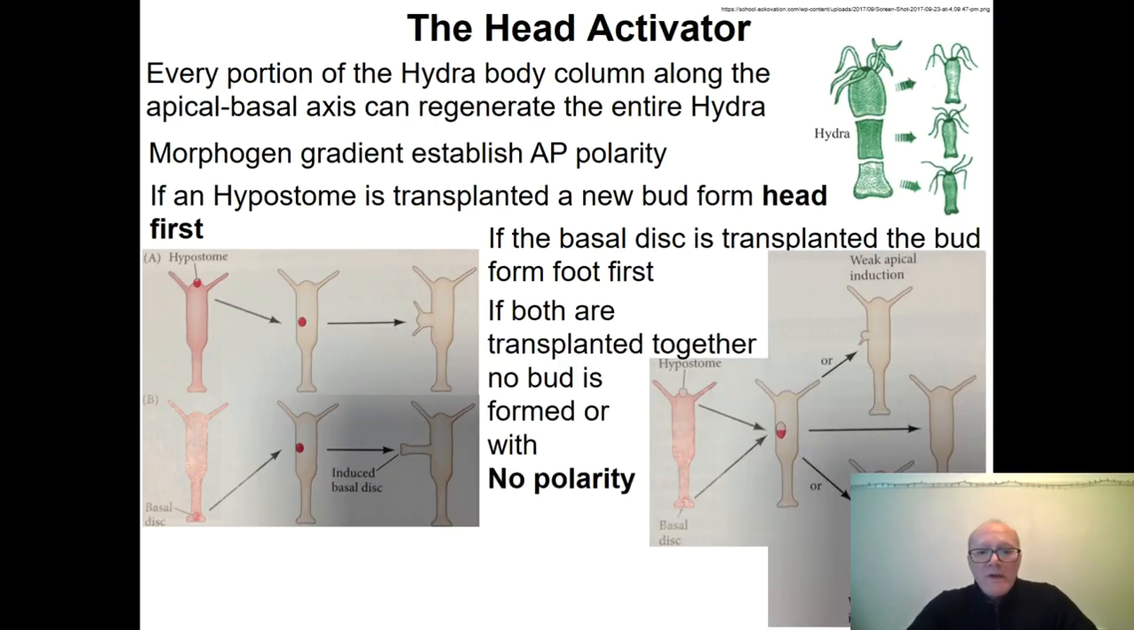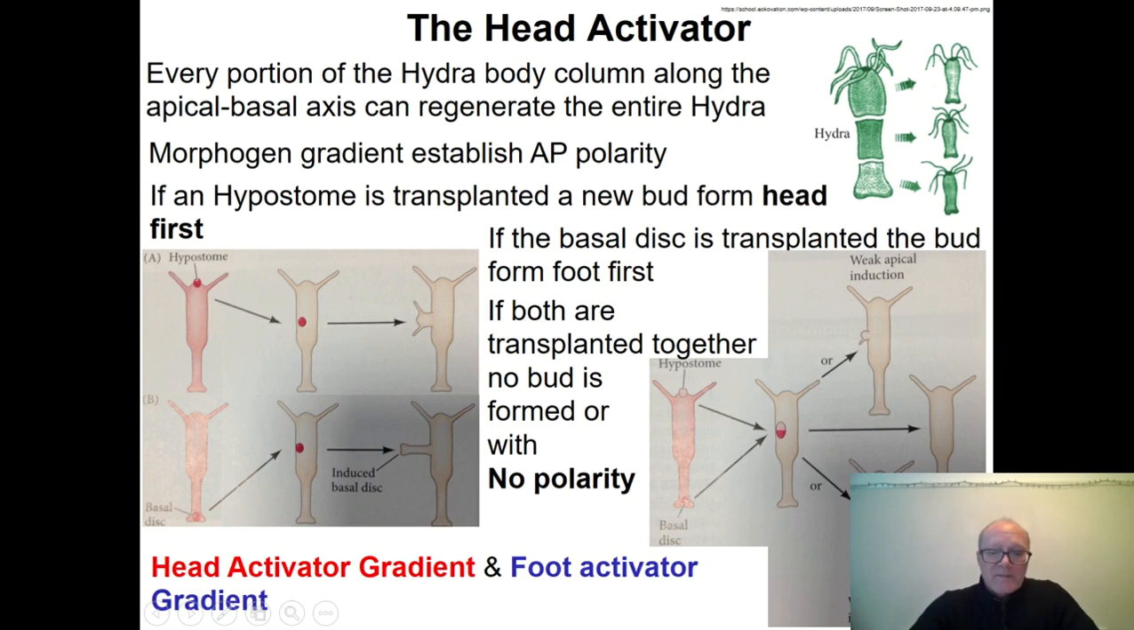However, when we graft both a piece of the hypostome and the basal disc together in the same place, what we end up having is either no induction at all, or a partial head induction, or a partial foot induction. This particular experiment is conclusively suggesting that we are talking about two signals, two opposite signals. One, a head generating signal, so a head activator gradient from the head to the foot, and one foot activator, so a signal that will induce the formation of the foot, the gradient from the foot to the head. So we have two signals involved.